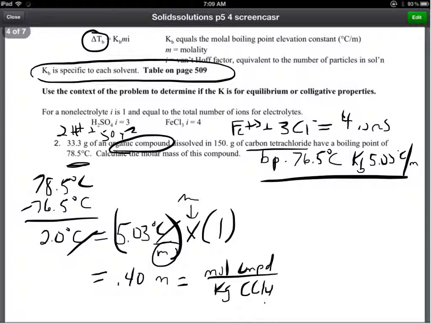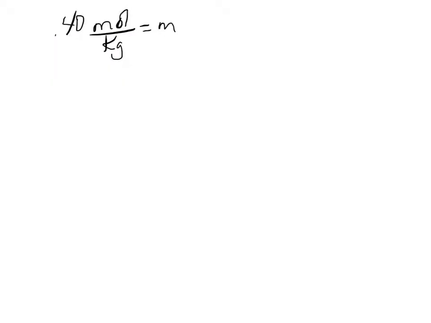Okay. And we know that we have a 150 gram sample of the carbon tetrachloride, and we know we have 33.3 grams of the organic compound, so we're certainly going to be able to calculate the total when we get to the next screen. So from our last screen, we were able to figure out that this was 0.40 moles per kilogram from the boiling point elevation equation.